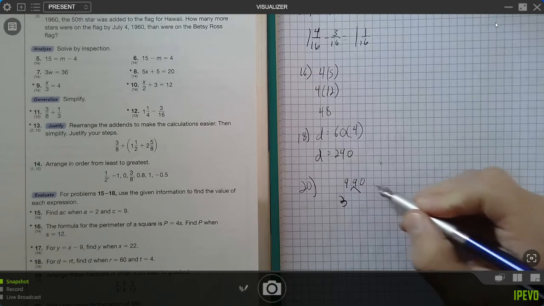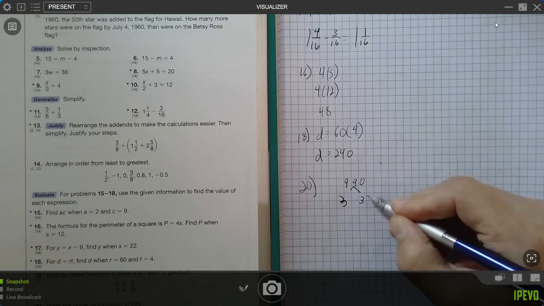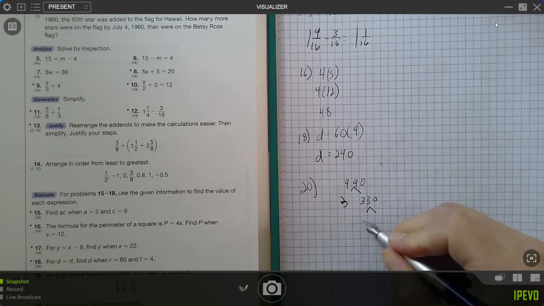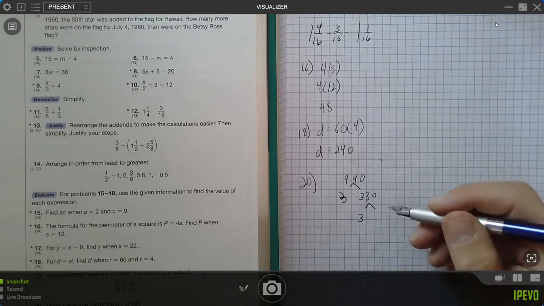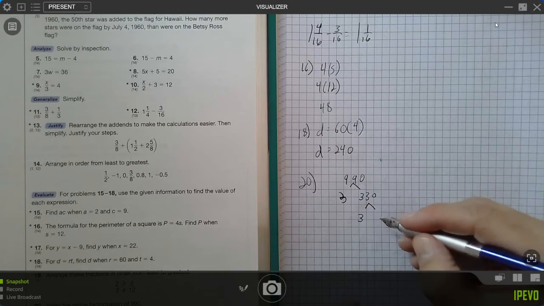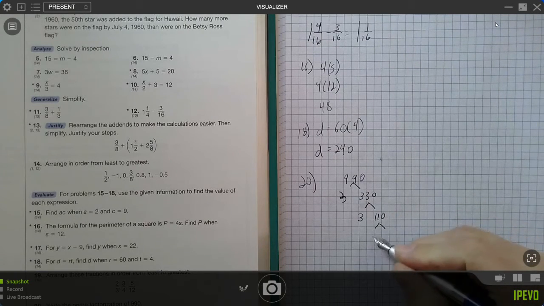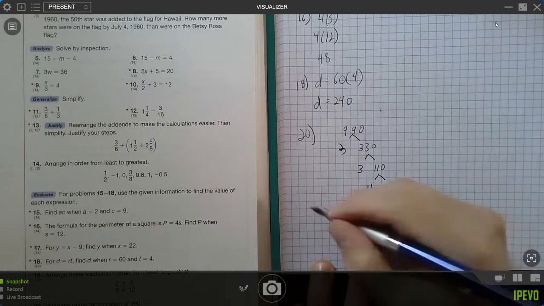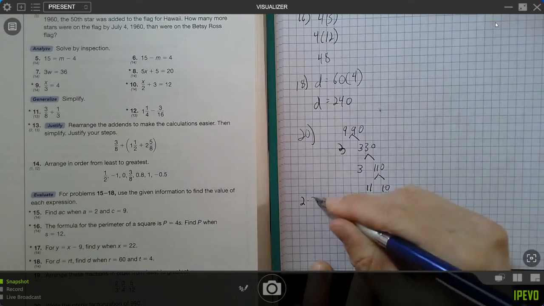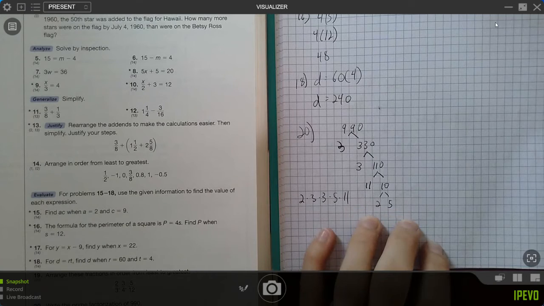Well, 3 goes into 900 300 times, and 3 goes into 90 30 times. Okay, so now I can take another 3 out of it. 3 times 110. Okay, and then I can do prime factorization again. 11 times 10, and 2 and then 5. Okay, so now my prime factorization is 2 times 3 times 3 times 5 times 11. Okay, those are all my prime factors there.